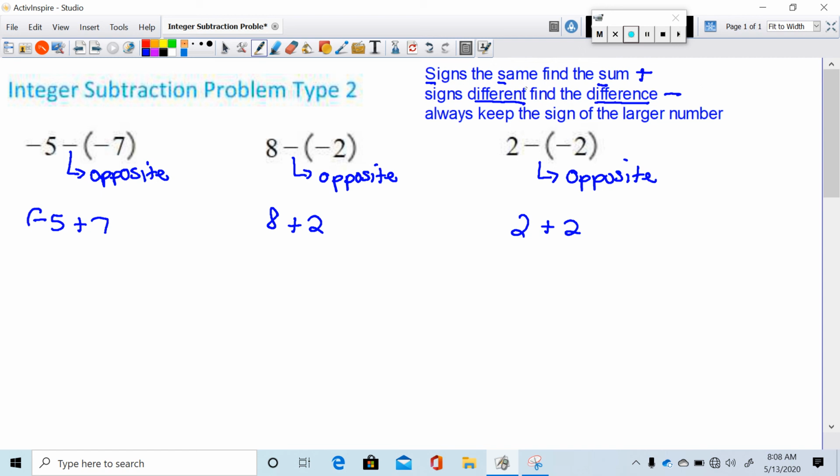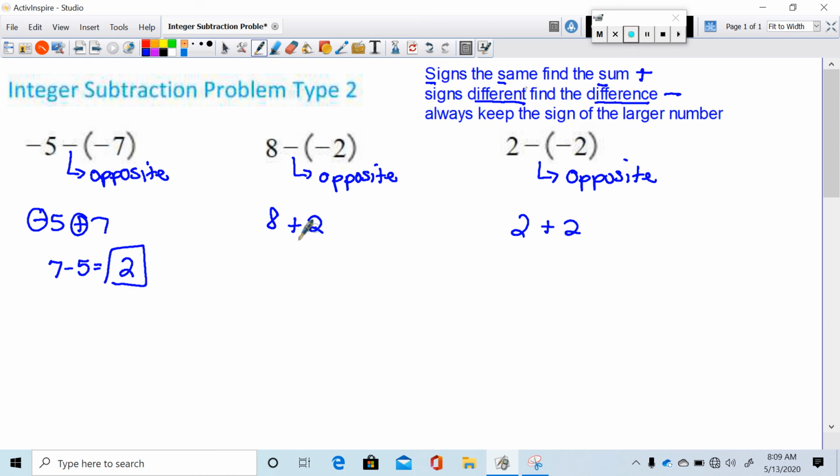So on this first one, we have a negative and we have a positive. The signs are different. So I'm going to find the difference. I'm going to subtract, and you always do the largest one first. So 7 take away 5 is 2. Now the 7 is the largest number and it's positive, so that means your answer will be a +2.